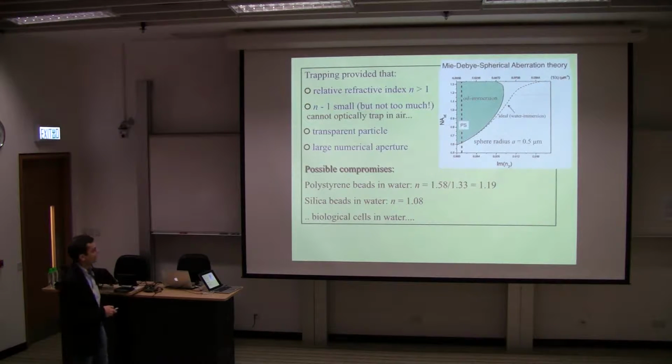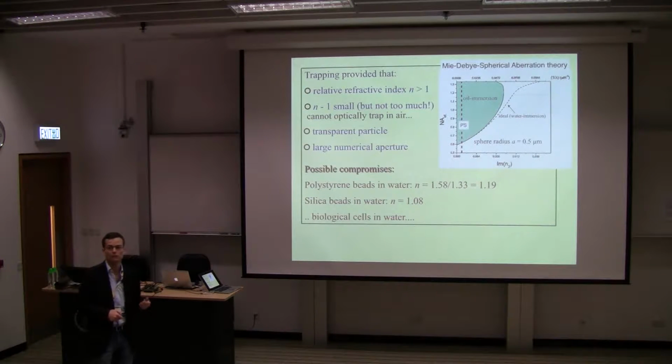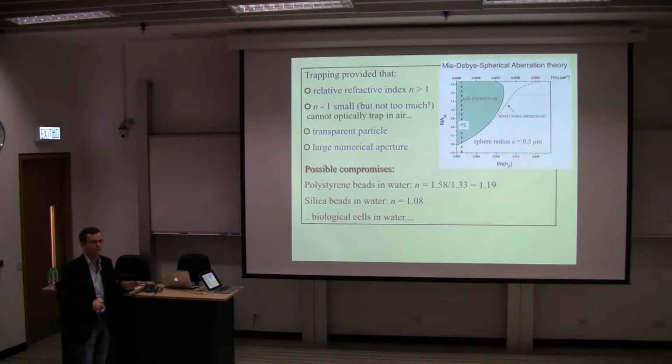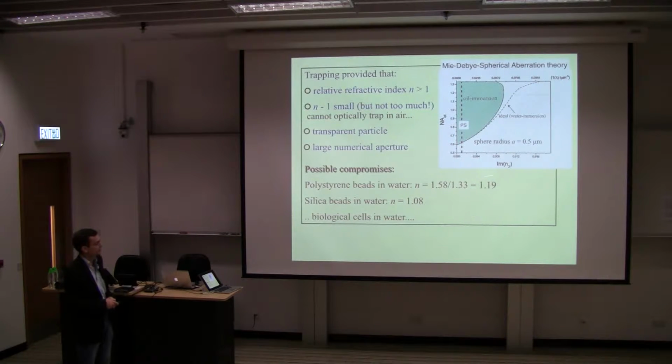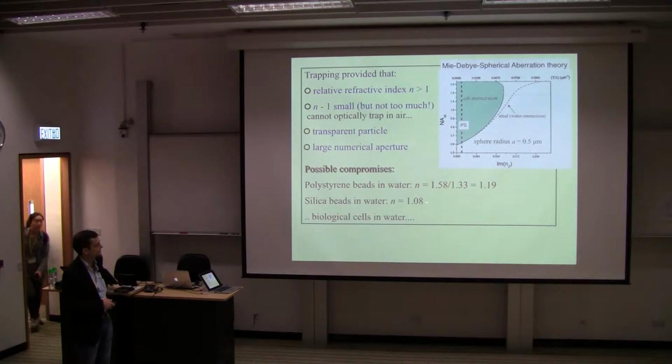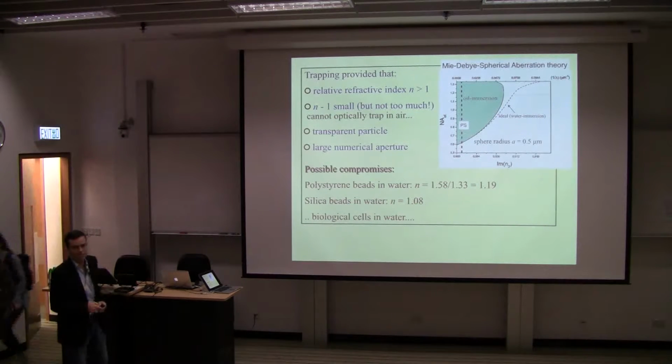So polystyrene is really nice. I mean, it has a refractive index larger than 1, with respect to water. Trapping polystyrene in water works very fine. It's the standard trapping that people use. And we have this relative refractive index here. Another thing that works fine is silica beads in water too. It's also possible. This is the relative refractive index. And we can also trap biological cells.